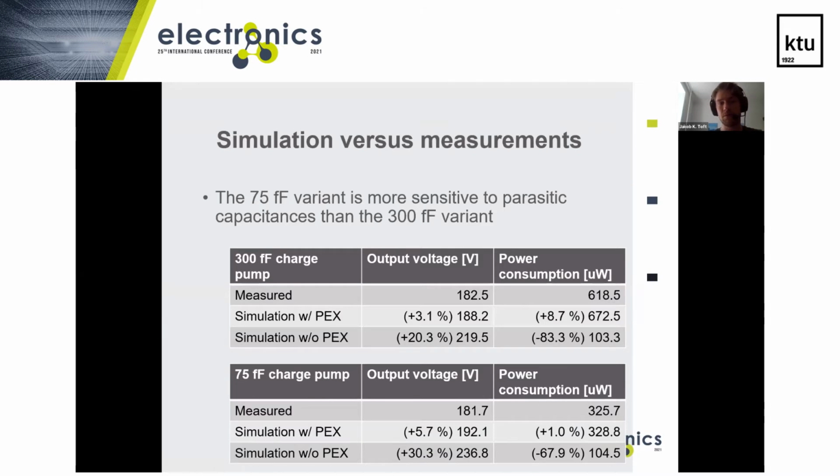Comparing the two charge pump variants with simulation results revealed that the 300 femtofarad charge pump is less sensitive to parasitics compared to the 75 femtofarad charge pump, as expected. When simulations are run without the parasitic extraction, the output voltage difference for the 300 femtofarad version is only 20%, whereas for the 75 femtofarad charge pump it is 30%.